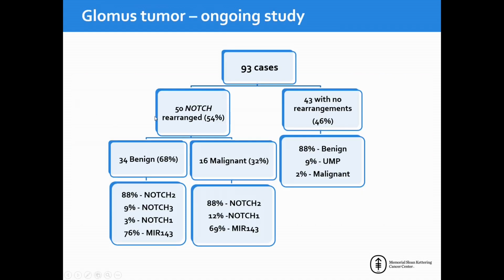So what did we find from a molecular standpoint? We found that among the Notch gene rearranged cases, benign cases, again, a vast majority of them were Notch2 rearranged, with a few minor cases of Notch3 and Notch1. And the most common partner was microRNA 143 for the Notch2. Very similar findings in the malignant category, where a similar percentage were Notch2 rearranged, with 2 cases showing Notch1 gene rearrangement. And again, the most common partner was microRNA 143.